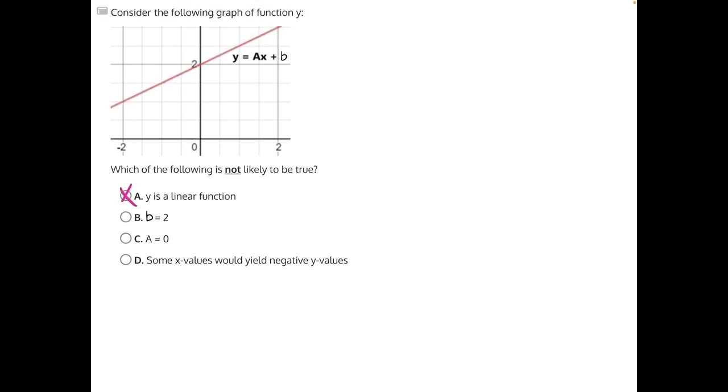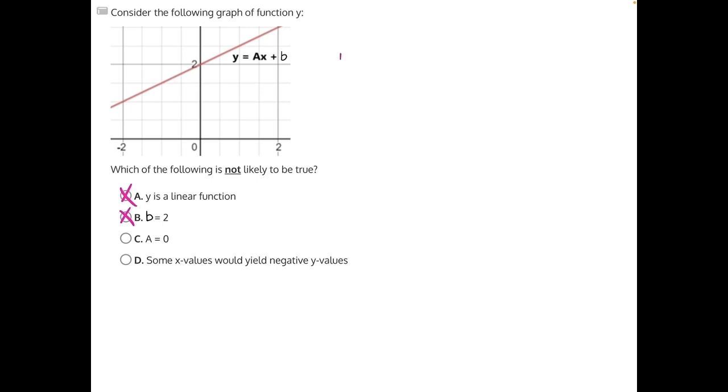Answer choice B says b is equal to 2. Remember that b is where the graph crosses the y-axis. This is our y-axis, and we cross it right at y equals positive 2. So that means our b value would be positive 2 in our equation, and that makes B a true statement and an incorrect answer. For answer choice C, a is equal to 0.